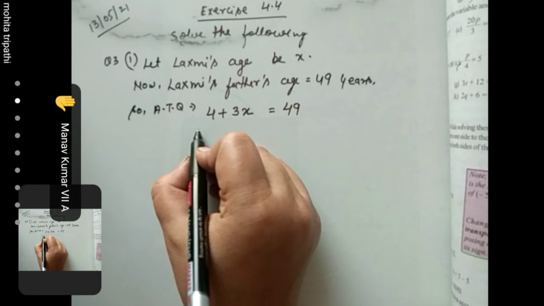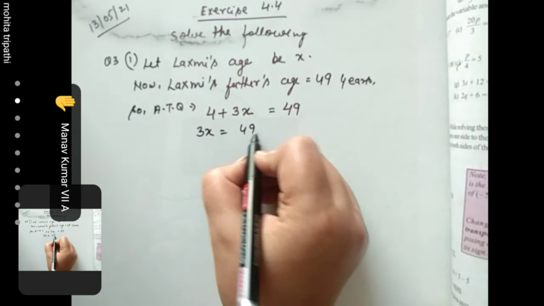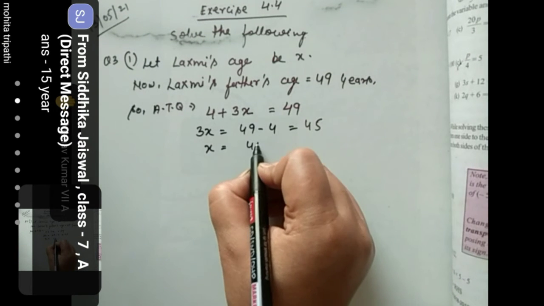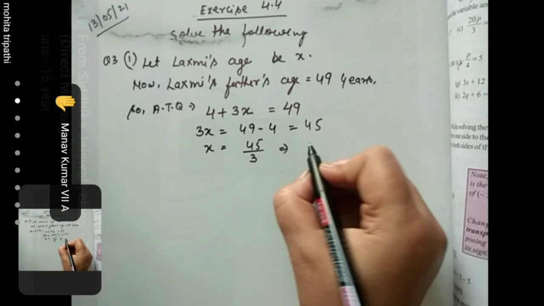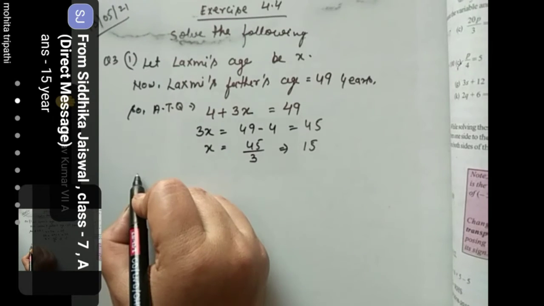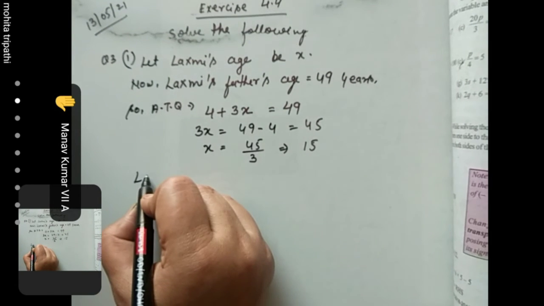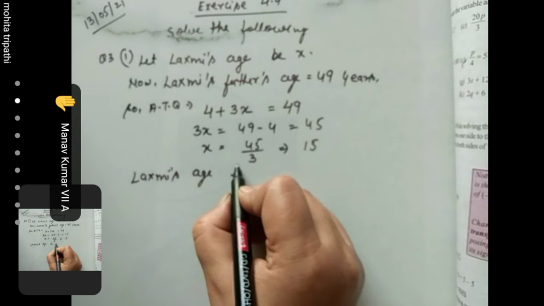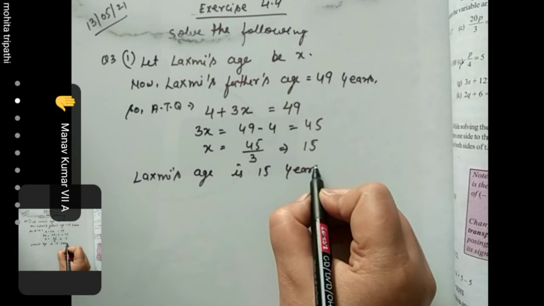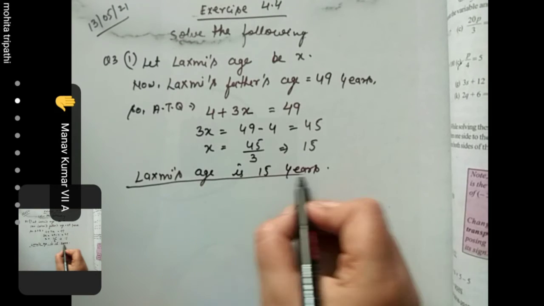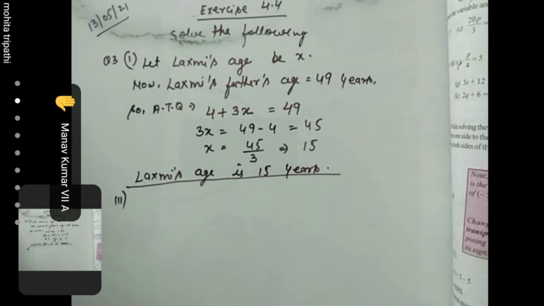Now solve it. 3x is 49 minus 4, that is 45. So the value of x is 45 upon 3. That is 3 ones are 3, 3 fives are 15. So what does the question ask? What is Lakshmi's age? We have assumed it as x. So Lakshmi's age is 15 years. Okay, the father's age is given to you, and you have to find Lakshmi's age.